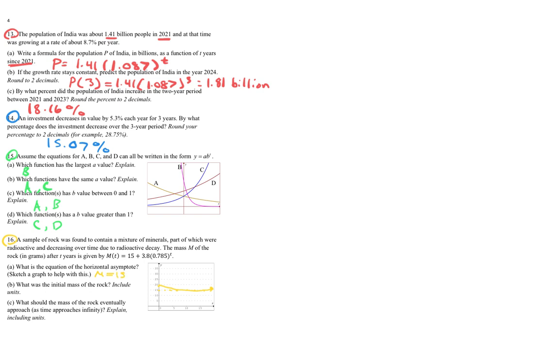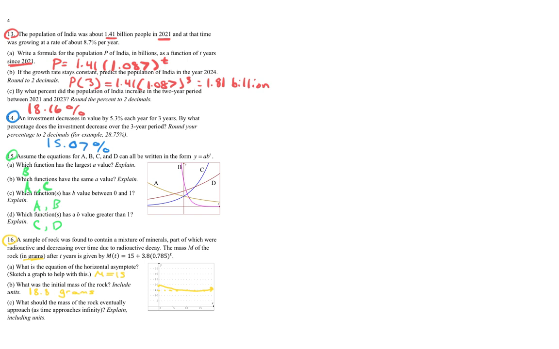So what was the initial mass of the rock? Include units. This is where we plug in t equals 0, right? If we plug in t equals 0, we get 15 plus 3.8 times 1. So that means we're going to have 15 plus 3.8. So the initial mass is equal to 18.8, and our units, it tells us, are in grams. So grams.